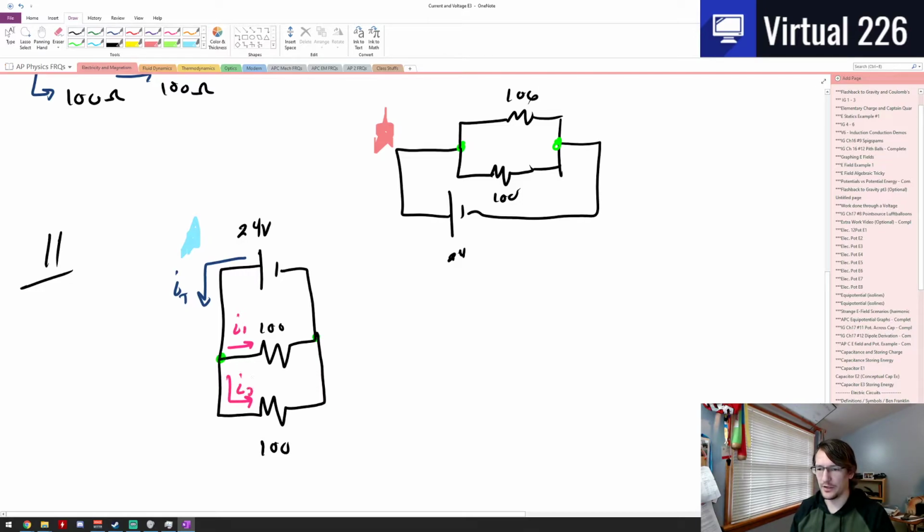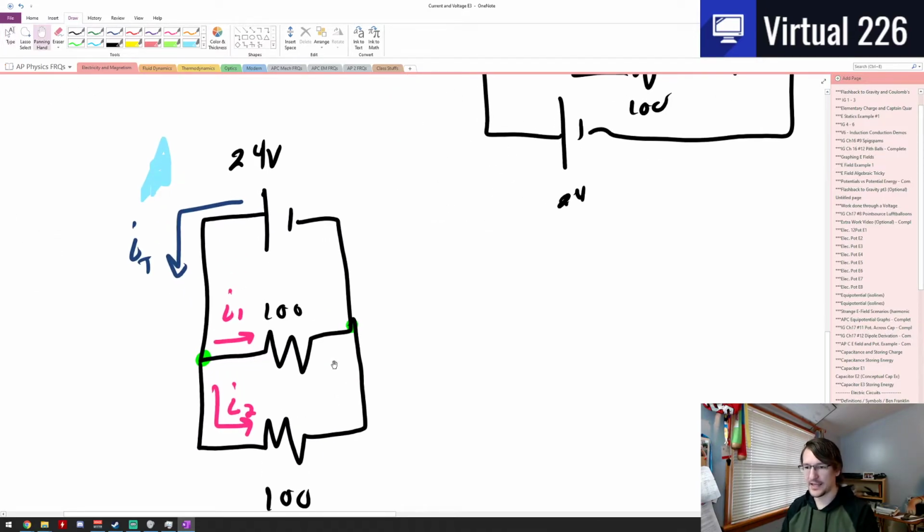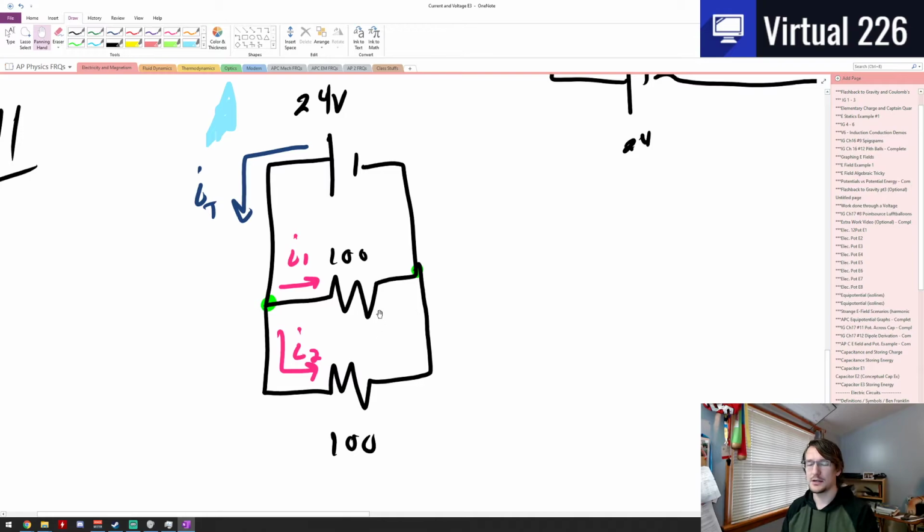We'll call this I1, I2, or IA and IB, it doesn't really matter. Now, we might have the physics intuition looking at this to say, hey, if these have the same resistance, then they should have the same amount of current flowing through them, okay? And that's a great thought. If they do have the same resistance, the same current will flow through them, and that's totally on point. That's totally right there.